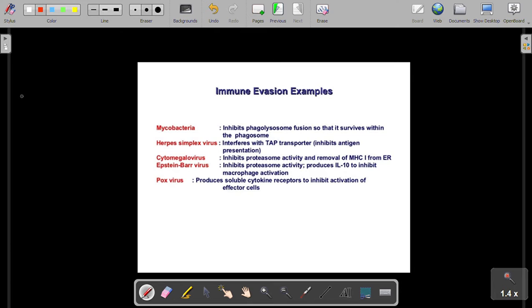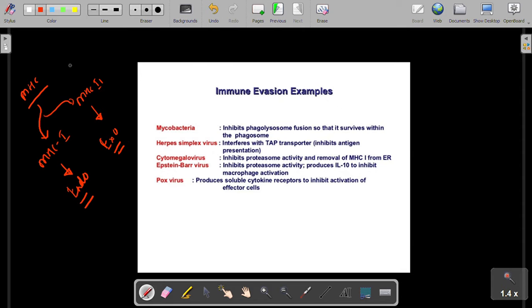So as we have seen, the role of MHC in graft rejection: MHC is mainly responsible for the rejection of graft. There are two types of MHC, as we have seen, MHC1 and MHC2. MHC1 plays a role in the endogenous pathway of antigen processing. MHC2 plays a role in the exogenous pathway of antigen processing.